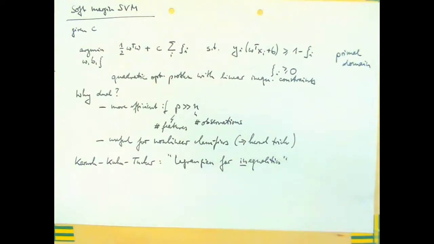And in the dual domain, it turns out that we operate with at most as many variables as we have observations rather than features. In addition, we will discuss the so-called kernel trick, which allows to use all of this formalism that so far has involved hyperplanes only, to use this formalism also for nonlinear classification problems.